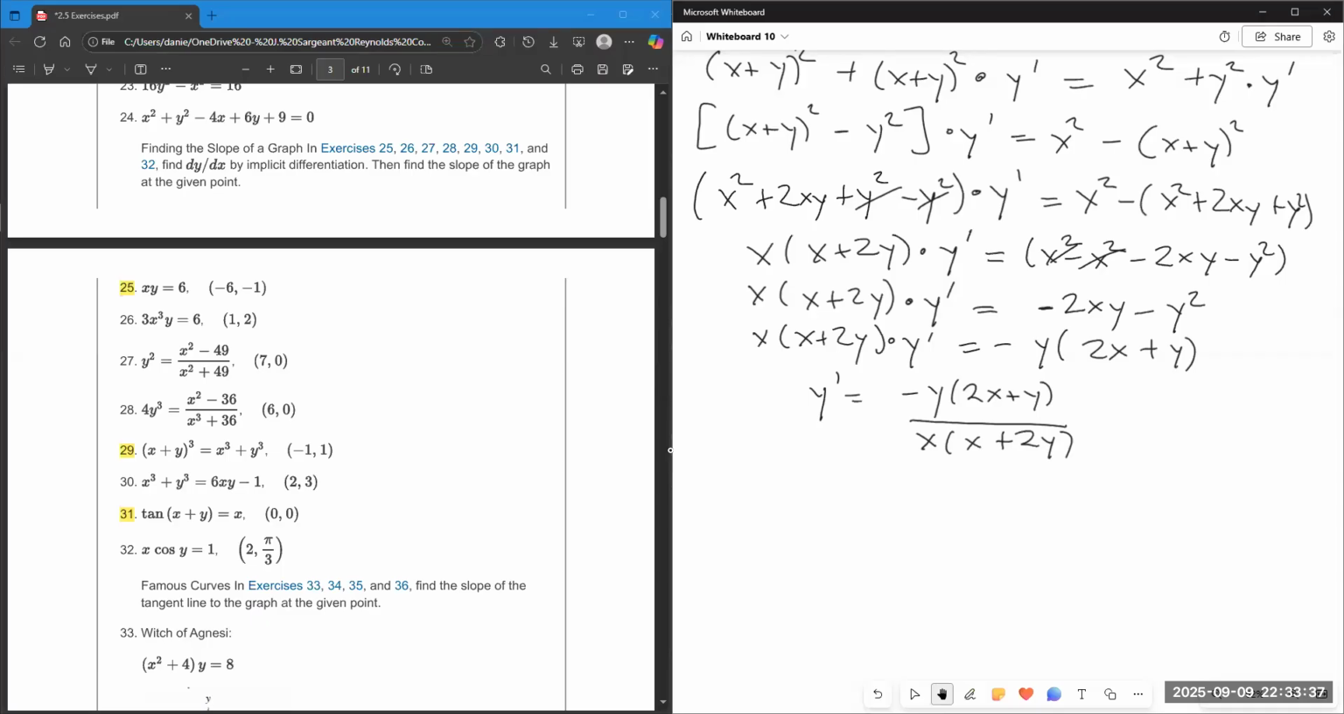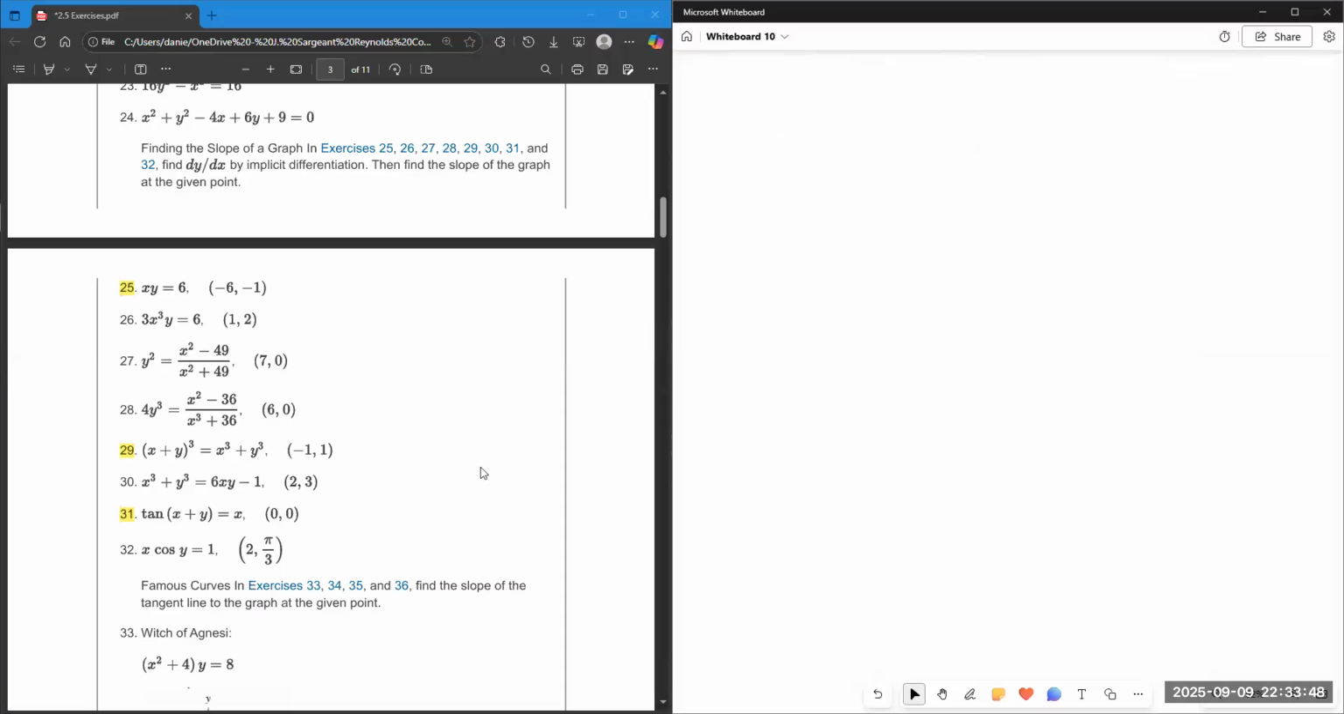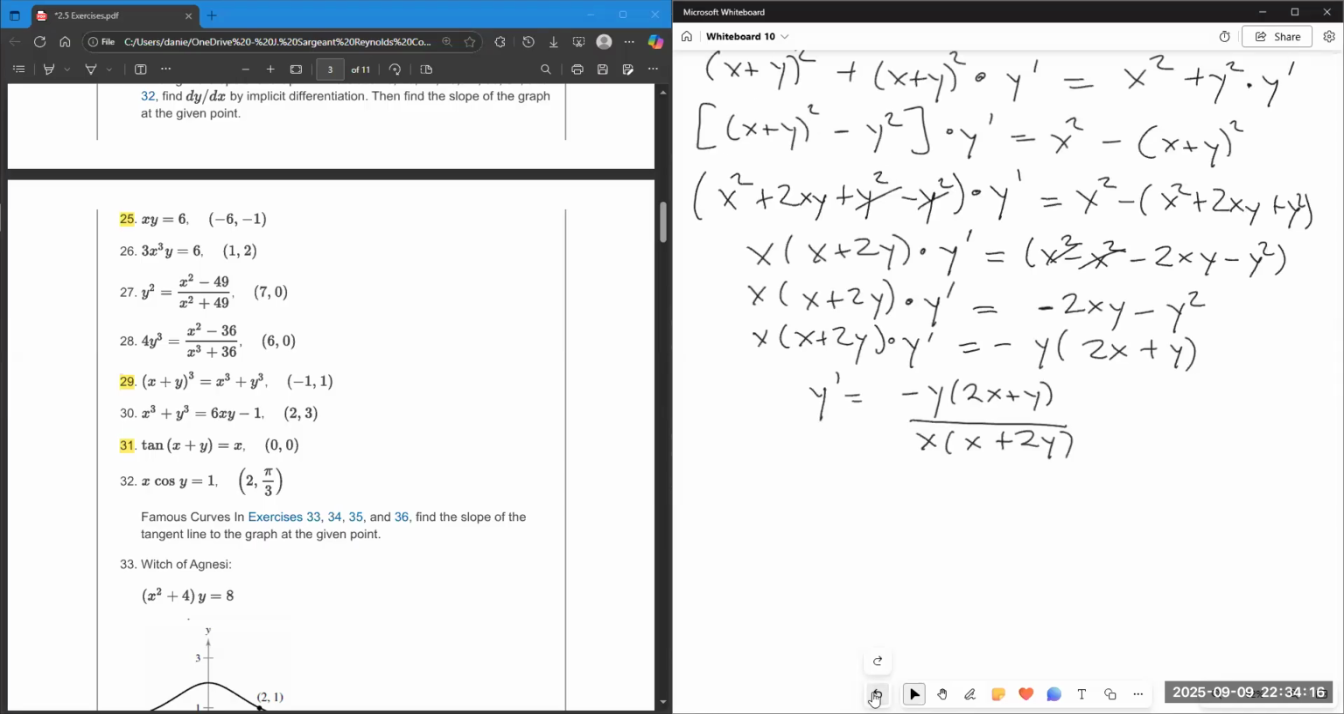So let's look now at number 31. Number 31 says the tangent of x plus y is equal to x. And we're given the point 0, 0. Actually, let me go back because I forgot to find the slope here in this last one.